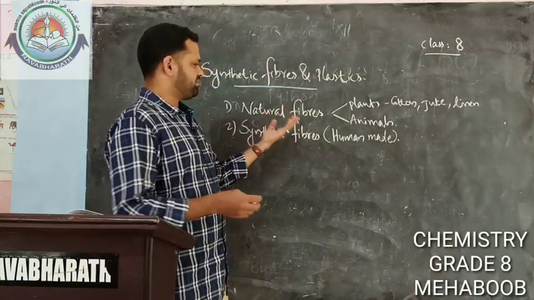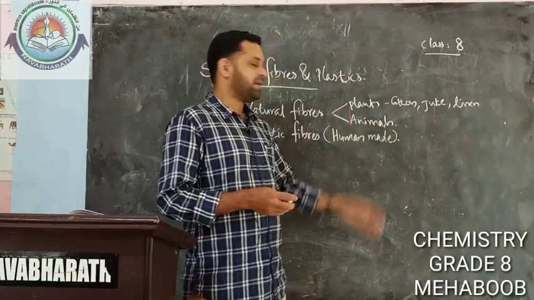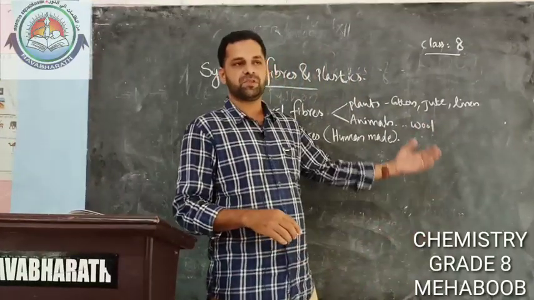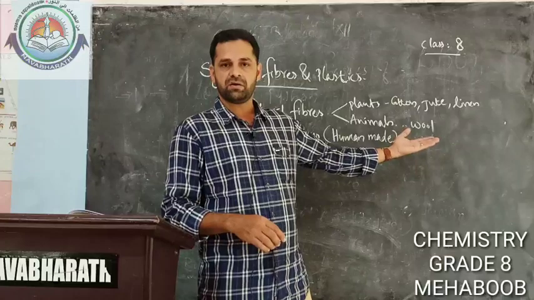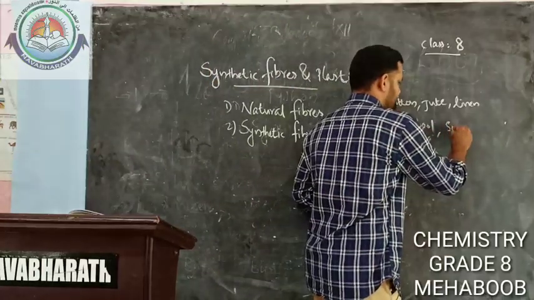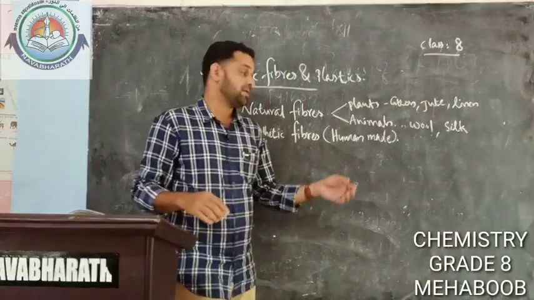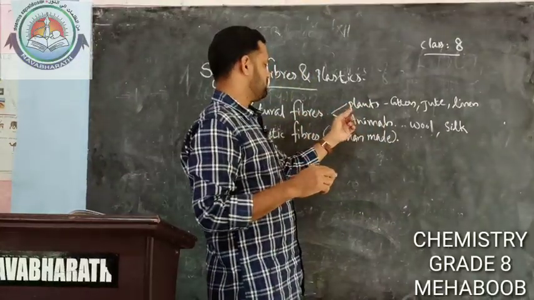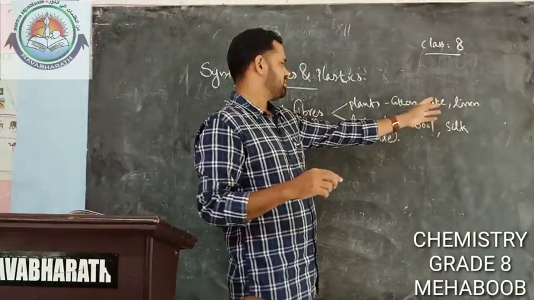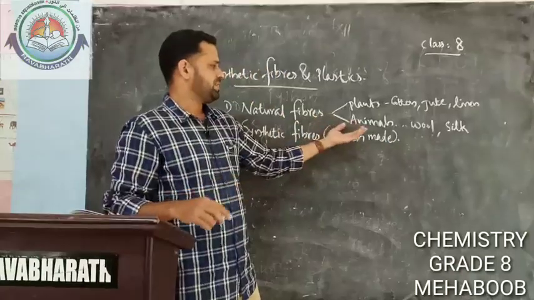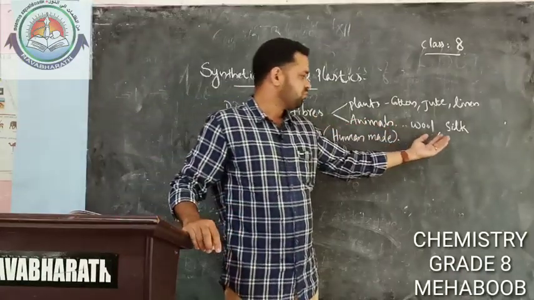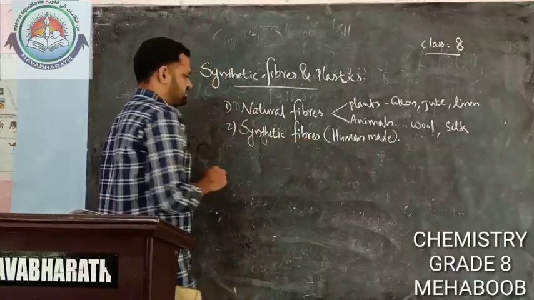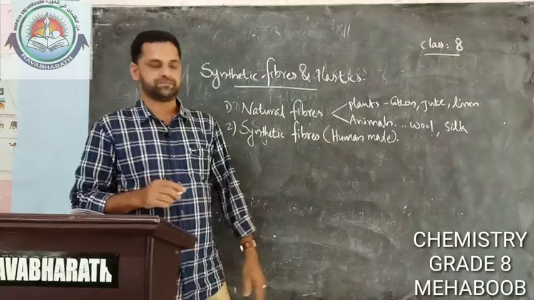Then another natural fiber is the fibers obtained from animals. Example, wool. We know wool is obtained from sheep, yak, etc. Then silk. Silk is a natural fiber which is obtained from silkworms. So the natural fibers obtained from plants are called plant fibers, and then animal fibers, for example wool and silk.